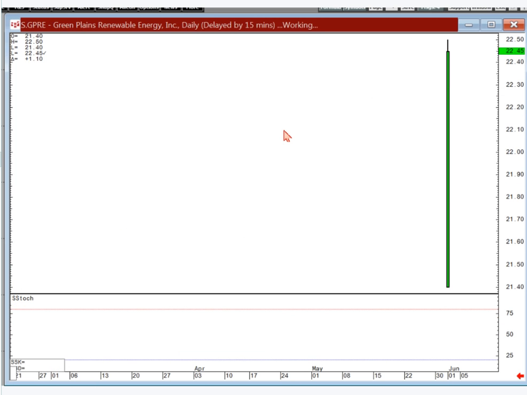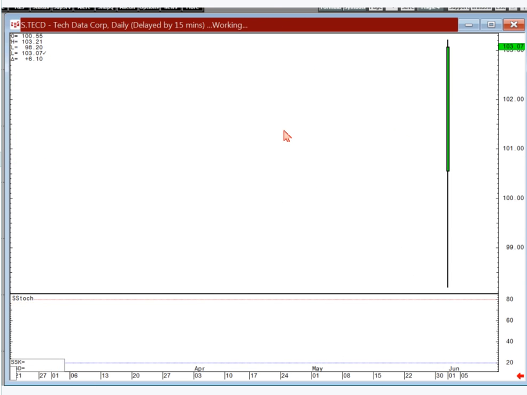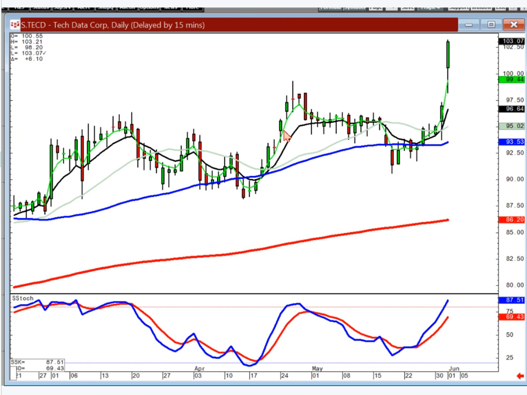GPRE, big Morningstar signal. So if I'm looking for trades, I'm looking for the ones that have the highest probabilities of moving in the right direction. Notice how this one broke out today based upon this little scoop pattern.